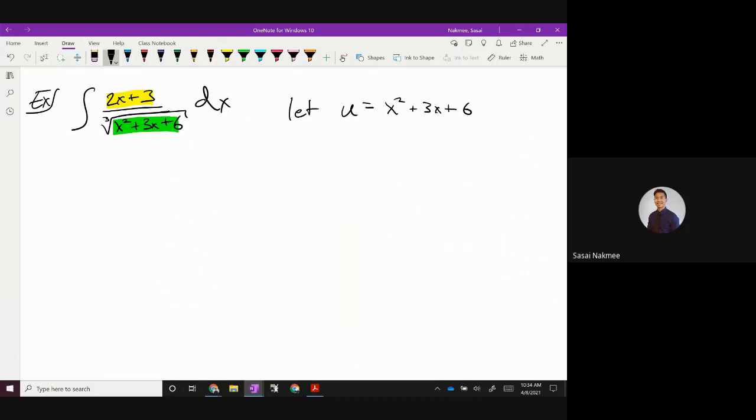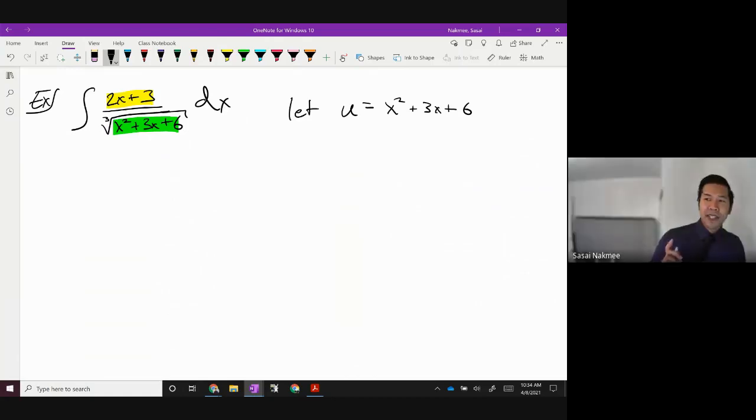All right. Once I have that, find du from here, meaning take the derivative of both sides. So the derivative of u is du. The derivative of x squared is going to be 2x. The derivative of 3x is going to be plus 3. And this, of course, is all being multiplied by dx.